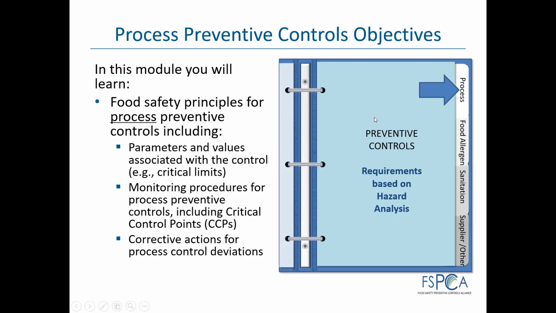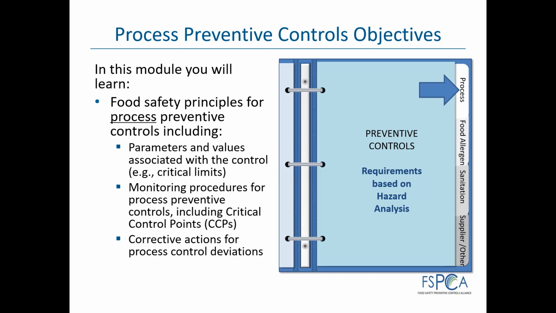And there is a manual published by the FSPCA, the Food Safety Preventive Control Alliance, which was established by the Illinois Institute of Technology in Chicago, Illinois. They published this manual, which is about 500 pages long, including 13 chapters. What I'm going to talk about is process preventive control, which is in chapter 9. In this module, we are covering 3 major items.